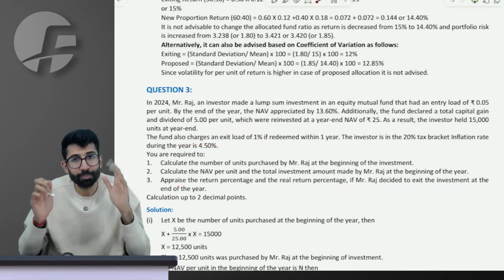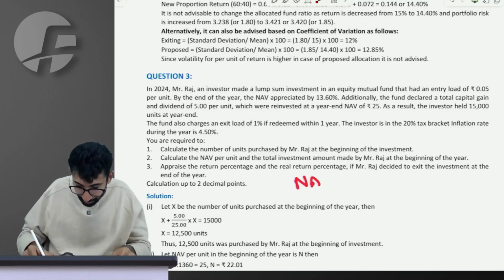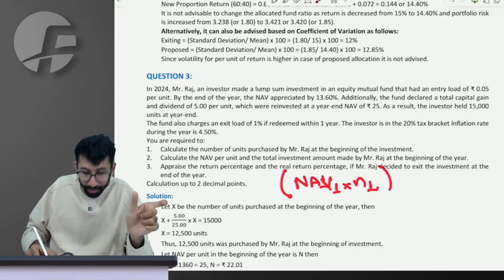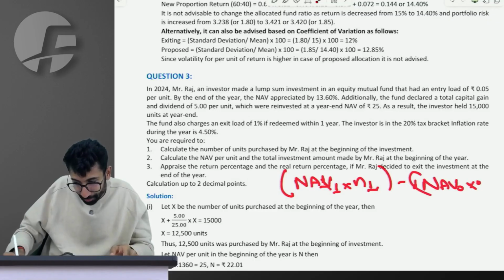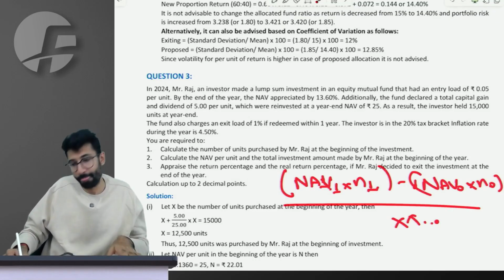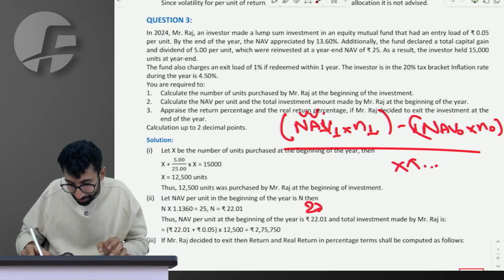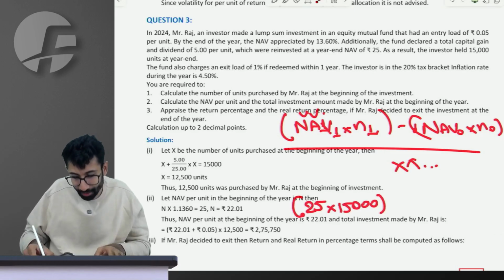For a reinvestment plan, what is the formula of return? Really simple. It is the closing NAV multiplied by the closing number of units, minus the opening NAV multiplied by the opening number of units, again divided by the same amount. Sir, the closing NAV we know is 25, multiplied by the closing number of units, 15,000.